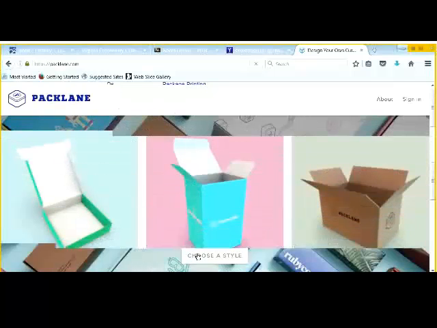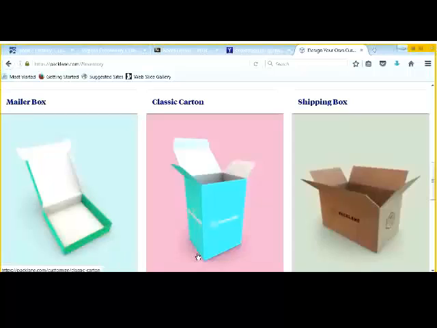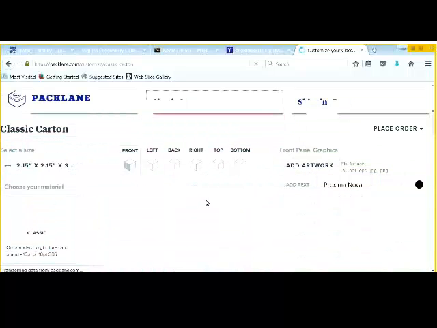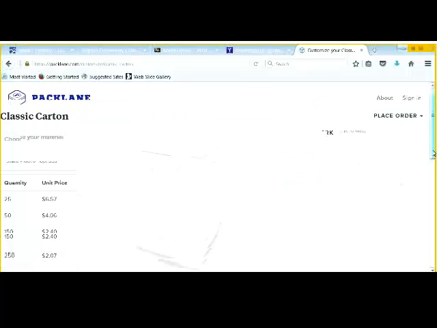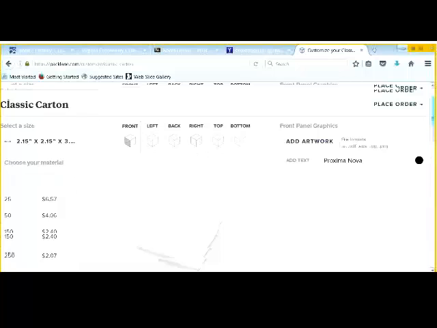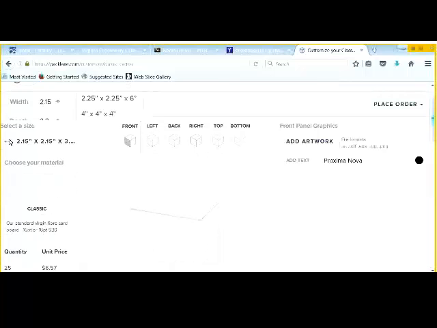So I found this website, which is pretty interesting. If you want to buy boxes, you can actually make your own box design. In this case, you can order a mailer box, a classic carton, or a shipping box. The way it works is you click on whatever you want to design, like a carton, and there is your box. And you can pick your size.